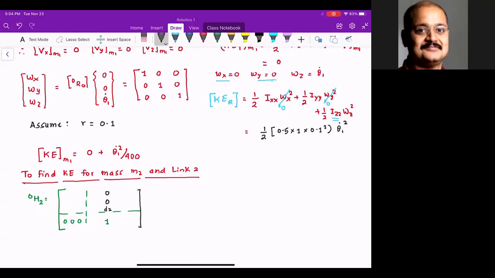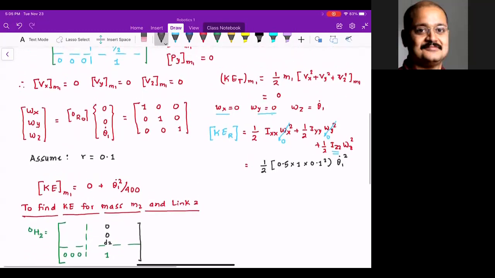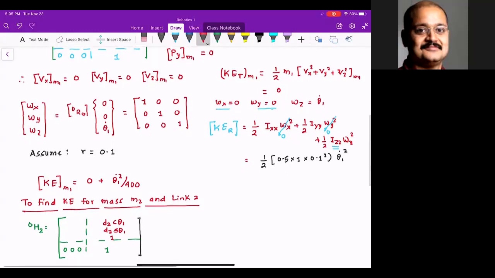No, 0 0 D2 is not right. I need 0H2, not 1H2. 0H2 is 0H1 multiplied by H12. So we get D2 cos theta 1, D2 sin theta 1, and 1. Right? So with this, I can find it.